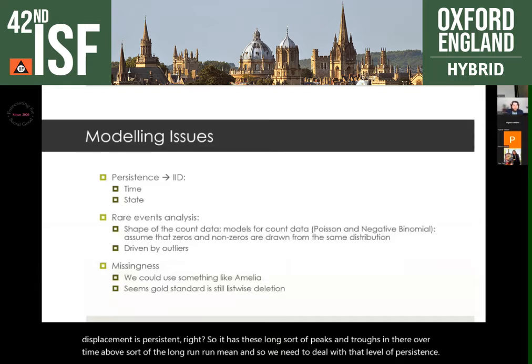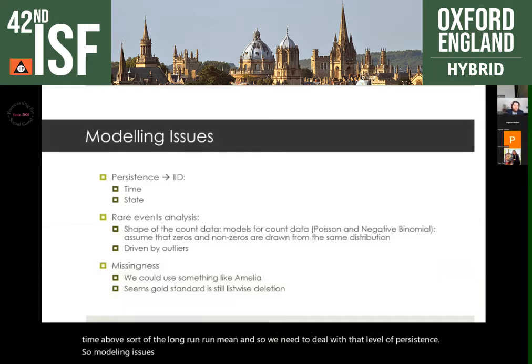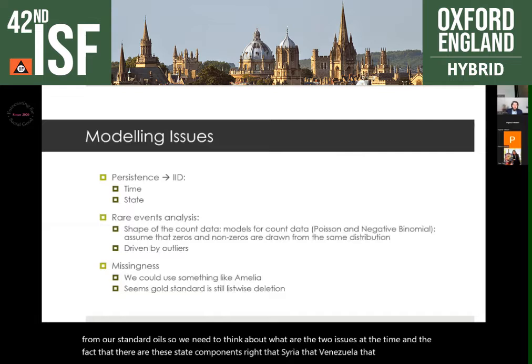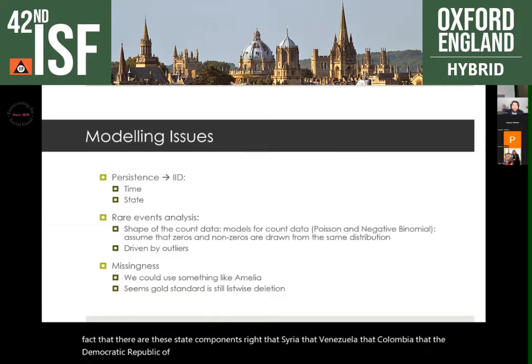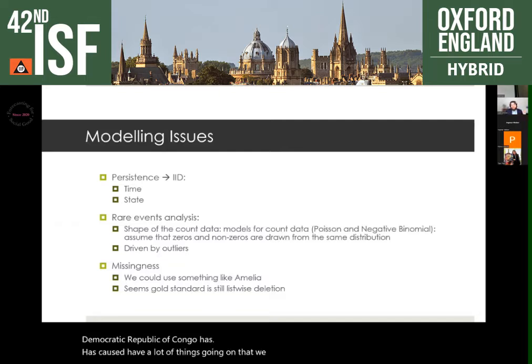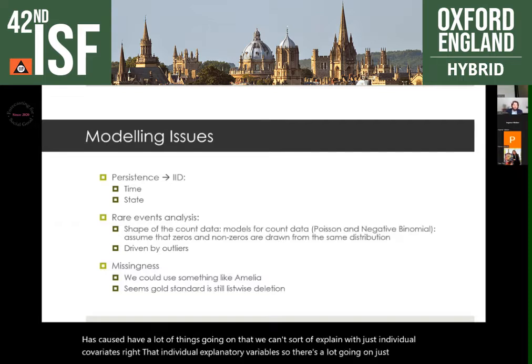Okay, so modeling issues. The persistence is obviously an issue for modeling with our standard OLS. So we need to think about the two issues: the time and the fact that there are these state components. Syria, Venezuela, Colombia, the Democratic Republic of Congo have a lot of things going on that we can't explain with just individual explanatory variables. So there's a lot going on within those countries over time.